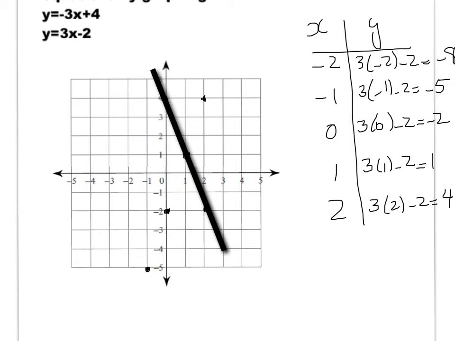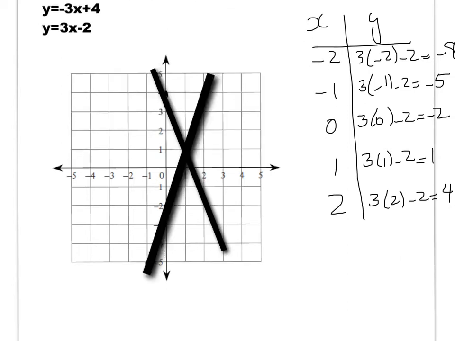Now I'm going to go ahead and draw the line going through these 4 points. And then I'm going to, by investigation, find the point of intersection. The second line is also drawn, and by investigating the graph, it is obvious that this point is the point of intersection, which is 1, 1.